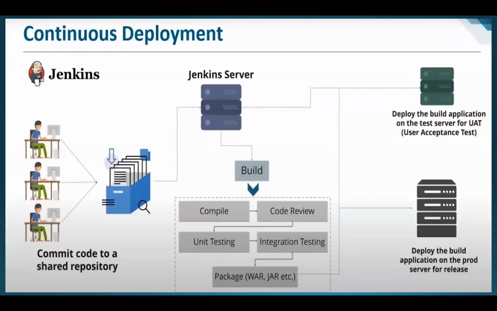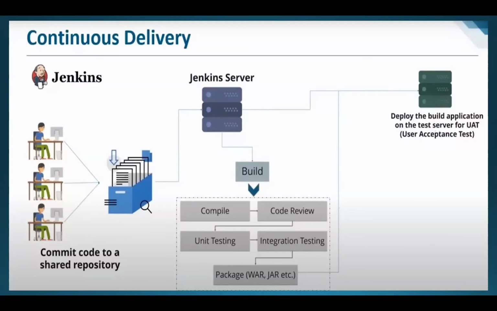Okay, so now, CI and CD, what is the difference between the two? CI is basically taking your code, building your code, and creating your binary files or artifact files. Whereas CD is delivering it to production as well. Continuous delivery means it is delivering to production for further user acceptance testing, to see how many customers will accept it. That is the difference.